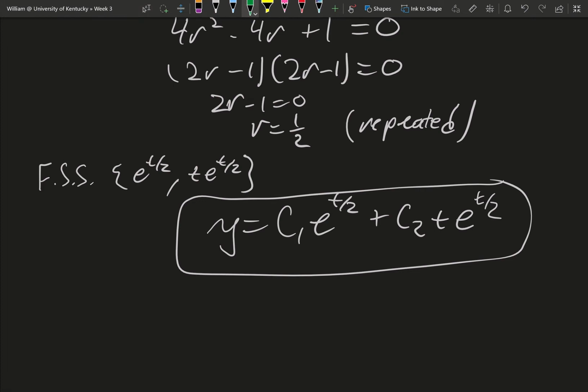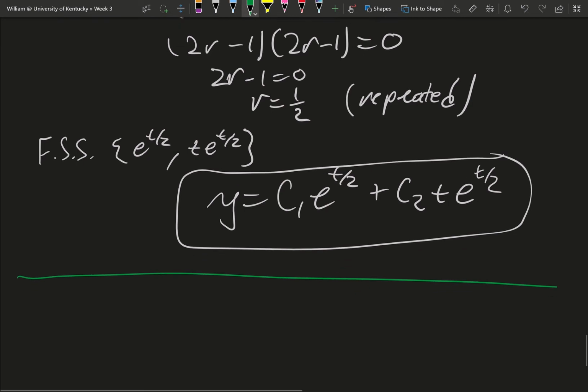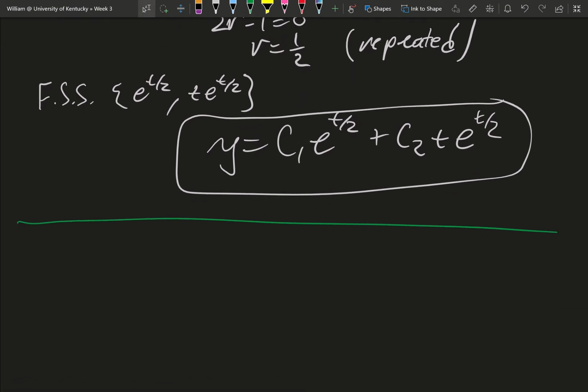So we now have looked at what happens when we have two roots, what happens when we have a single root, and there's one case left. So let's look at an example of that.